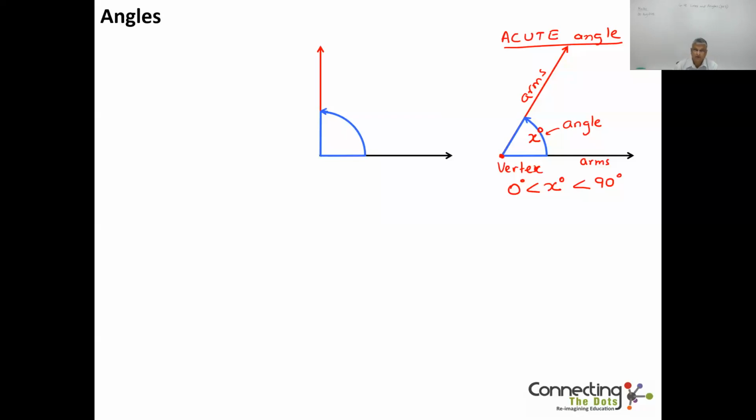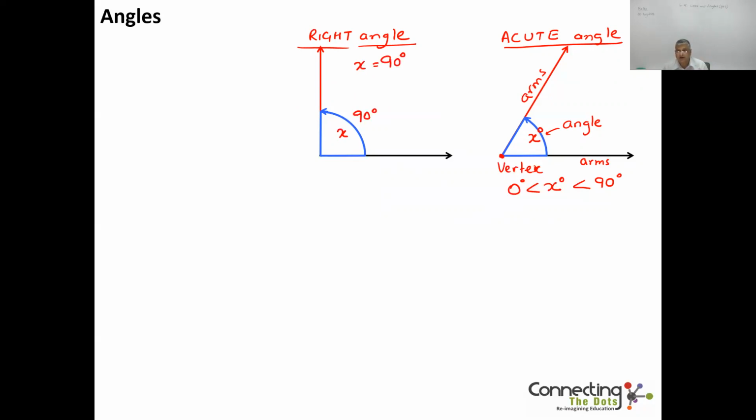All right. So this one looks like 90 degrees. What is this angle called? Right angle. So this is called a right angle. If this is your angle, X is 90 degrees. All right. So you remember that, right? Acute angle, right angle. So what is the next angle?